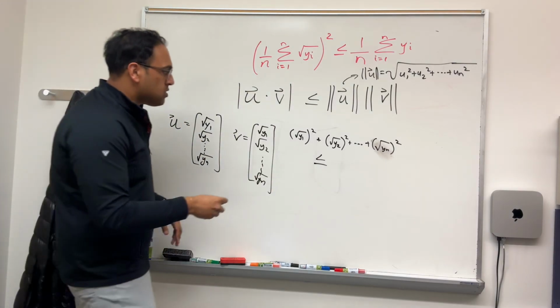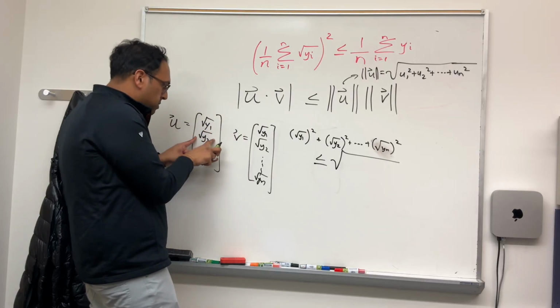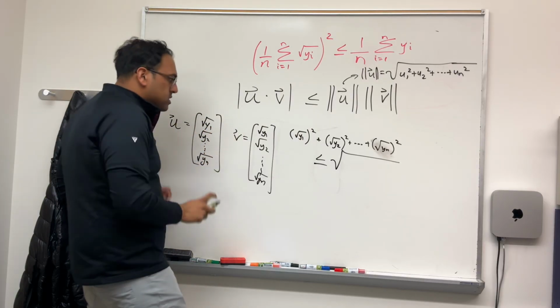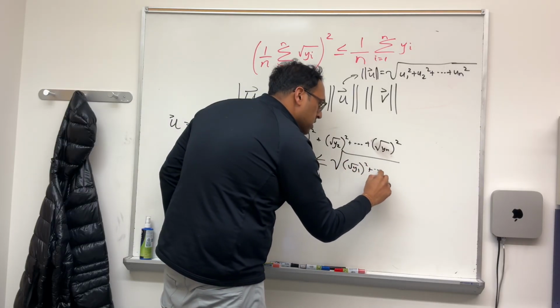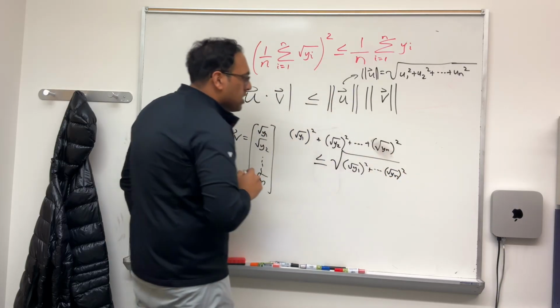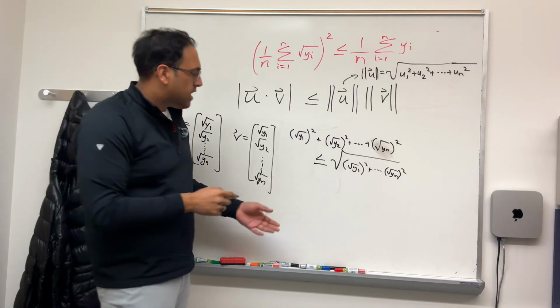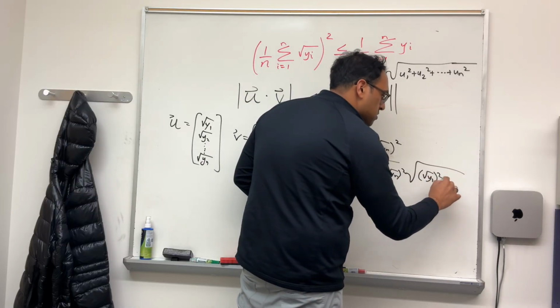What is the length of u? That is going to be the square root of this thing squared plus this thing squared plus dot dot dot plus this thing squared. So why don't we try that? Square root of that squared plus square root of that squared. But then here we realize that u and v are the same thing, and so the length of v is going to be that same thing too.